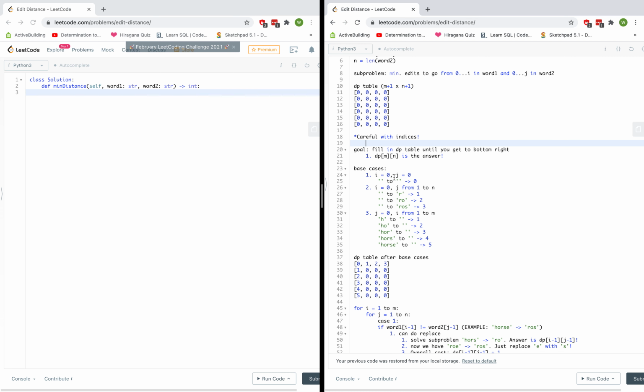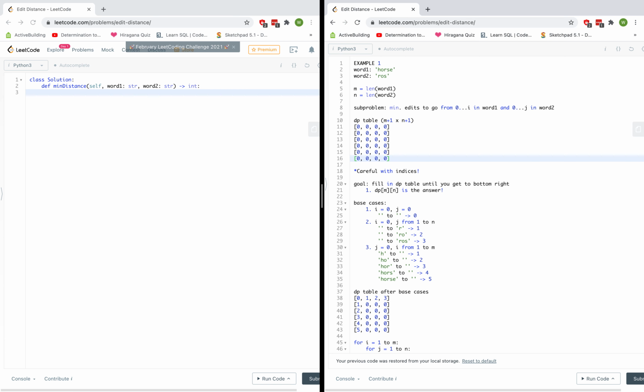In any case, let's remember our goal. Our goal is to fill in this DP table until we get to the bottom right here, because dp[m][n] is our answer. Remember that this DP table is basically storing the answers to the subproblems that we've defined. So dp[m][n] is not just a random cell in a matrix, it means what is the minimum edit distance needed to transform horse to ros, right? The fact that we are looking at cell m, n means that we're including the entirety of word1 and the entirety of word2.